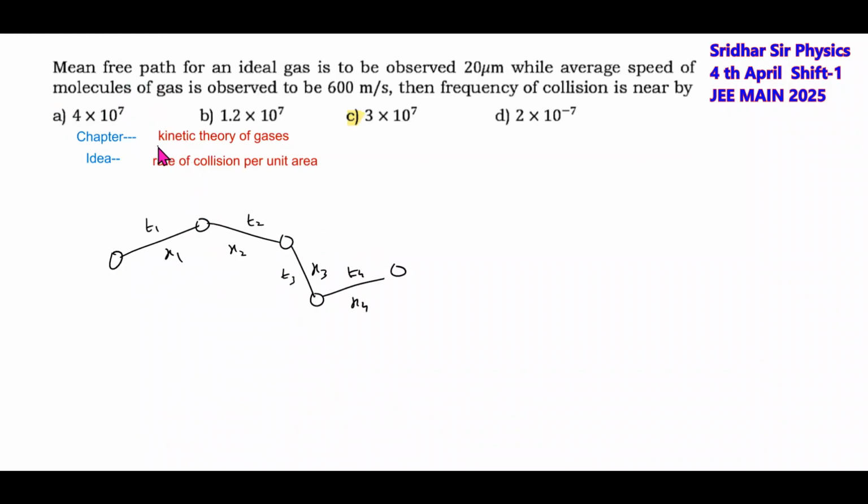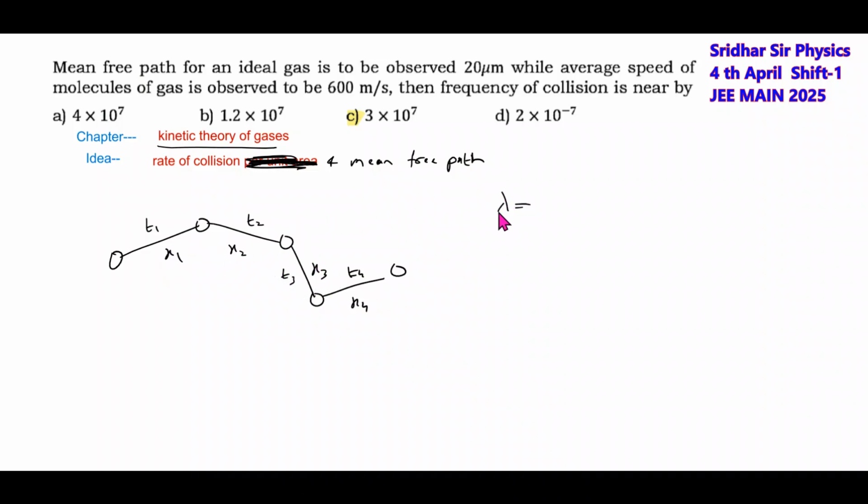Okay, this question is based on the kinetic theory of gases: rate of collision and mean free path. What do you mean by mean free path? The distance moved by the molecule without collision, it will move in a straight line. The mean free path means this distance, the distance moved by the molecule between two successive collisions, moving in a straight line. When you take the mean of these distances, that will be the mean free path.